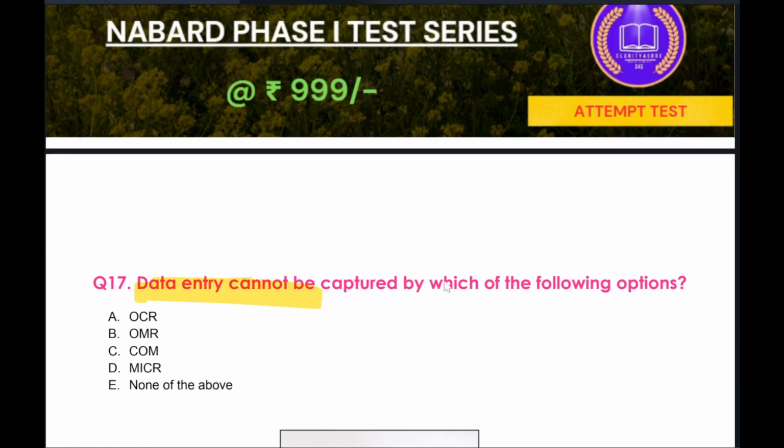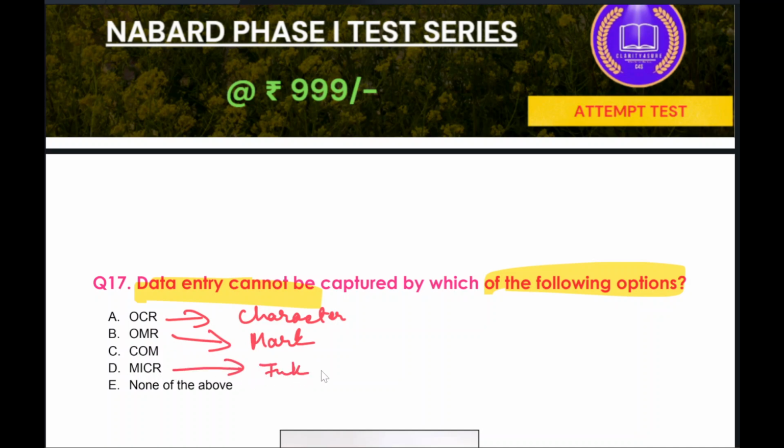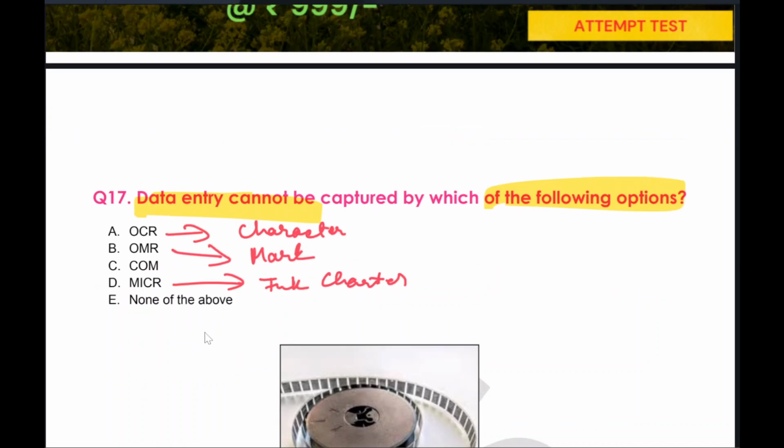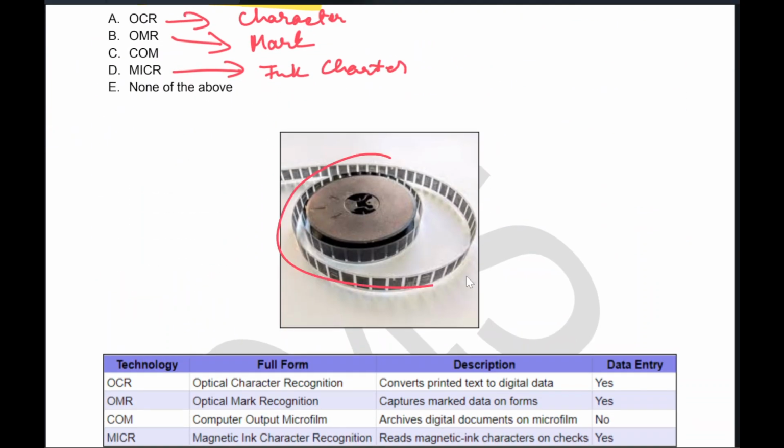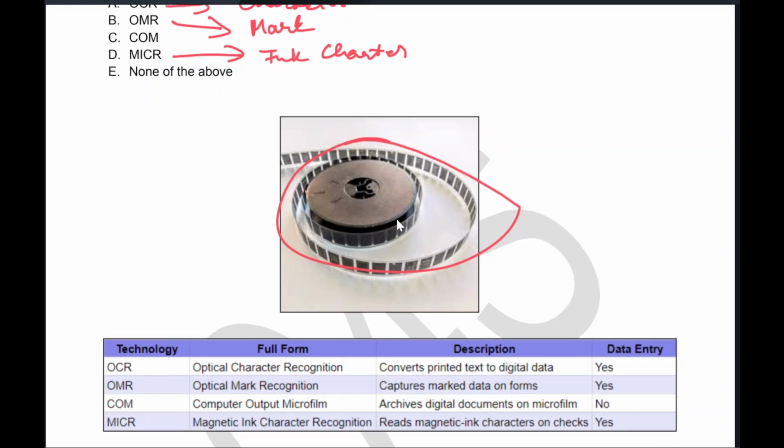Data entry cannot be captured by which of the following options? OCR is optical character recognition. OMR is optical mark recognition. MICR is magnetic ink character recognition. And COM is like the photo tapes and all that we used to have.